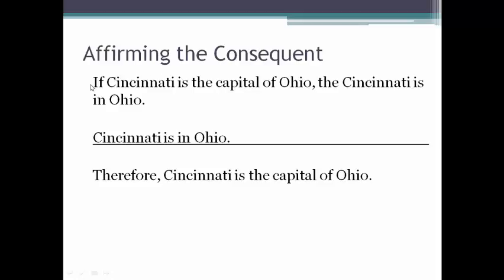So, here we start out with our conditional. If Cincinnati is the capital of Ohio, then Cincinnati is in Ohio. Now, that's true. If something's going to be the capital of a state, it has to be in that state. So that conditional is true. It's also true that Cincinnati is in Ohio.